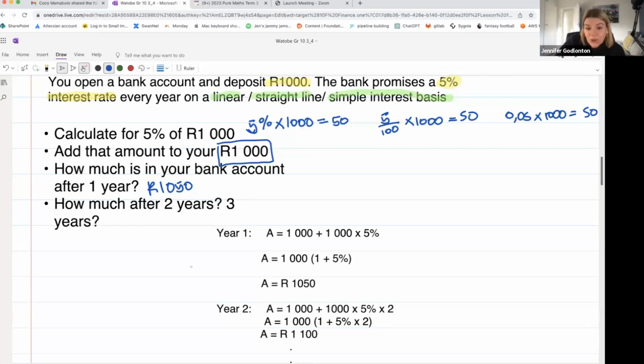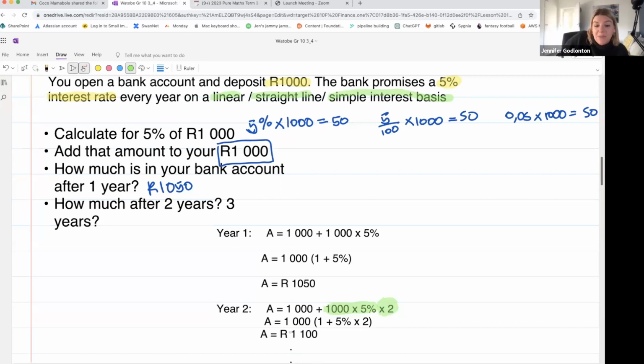Year 2, I'm going to do that same thing. So this 5% of 1,000, which was that 50 Rand, instead of it only happening once as in year 1, I'm going to times it by 2 because now I'm dealing with 2 years. That's why I'm dealing with that times 2 over there. And that's essentially saying 1,000 Rand plus 100 Rand.